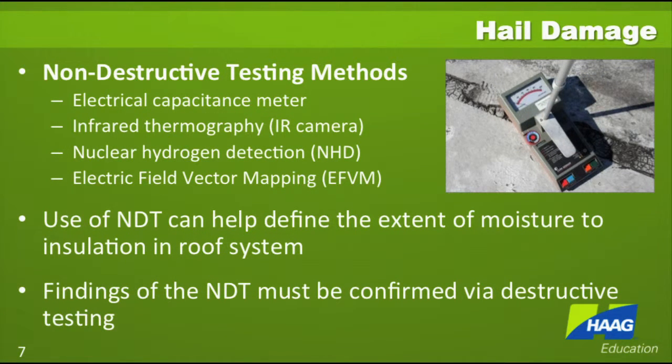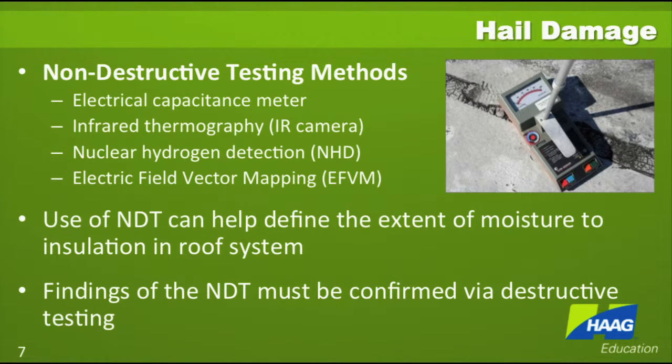Typically, these are going to be done by consultants, engineers, inspection services, and possibly some contractors might have these capabilities too. There are electric capacitance meters. That's what's shown in the photograph on the right. They use the fact that wet materials are going to conduct electricity more easily than dry materials. And so it's an indirect method of trying to figure out if there's moisture in the system.